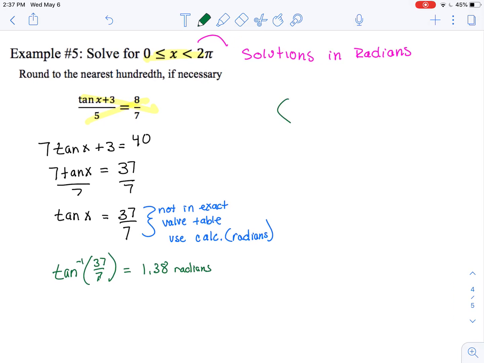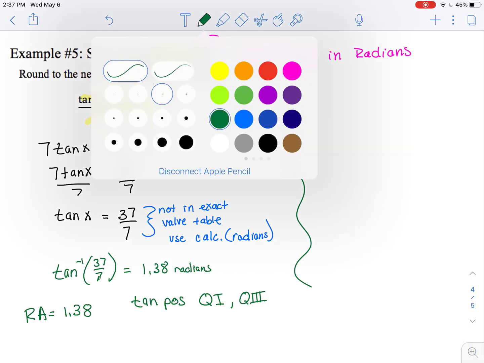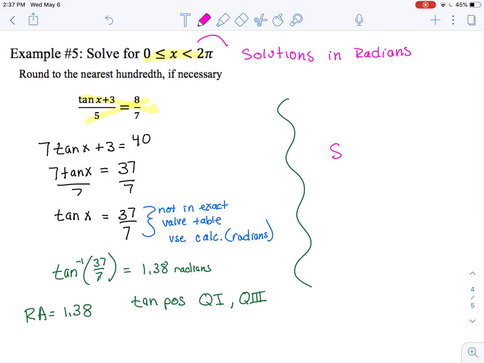So now I can do my solutions. The things that I know: my reference angle is equal to 1.38. I need to think, when is tangent positive? Tangent is positive in quadrant 1 and quadrant 3. So my solutions will lie in quadrant 1 and quadrant 3. I can go ahead and come up with my solutions now.